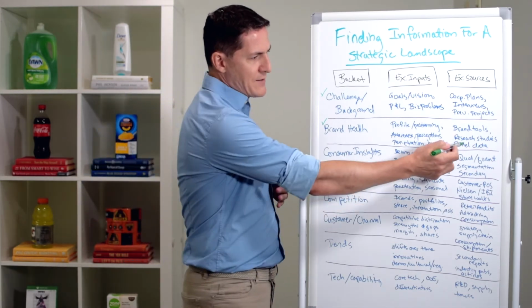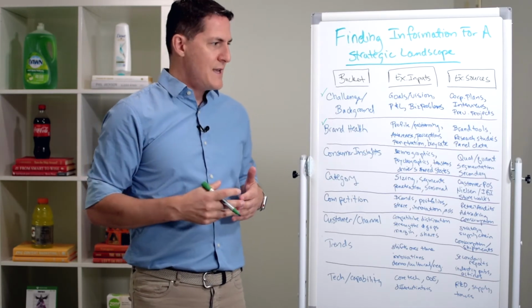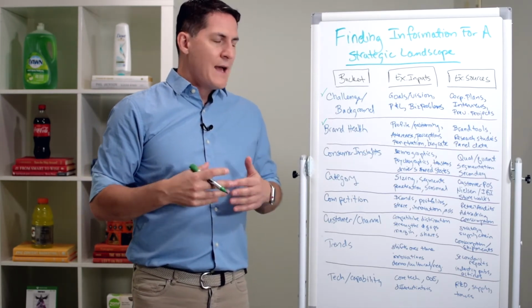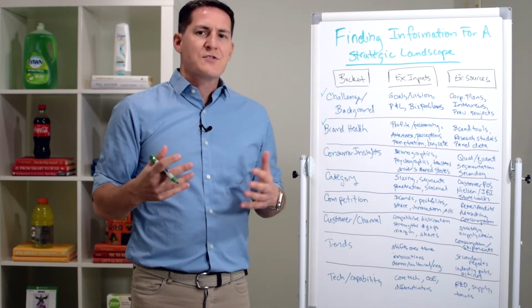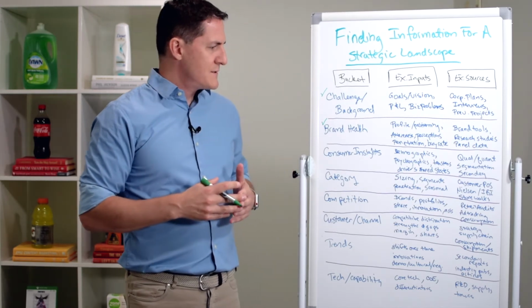Or you may look at panel data to get things like penetration, loyalty, and buy rate. Household panel data is probably a very common one. So companies like Nielsen or Numerator would be able to offer those services.